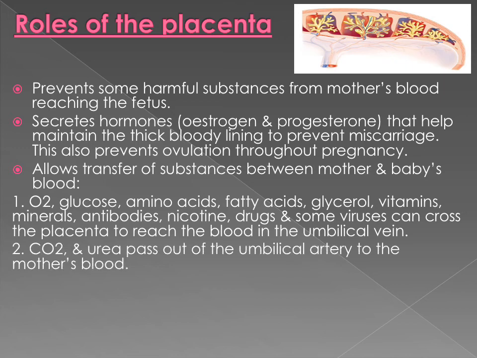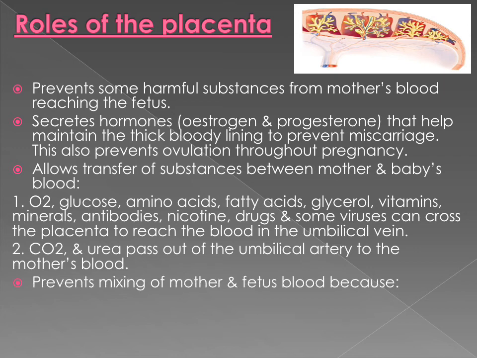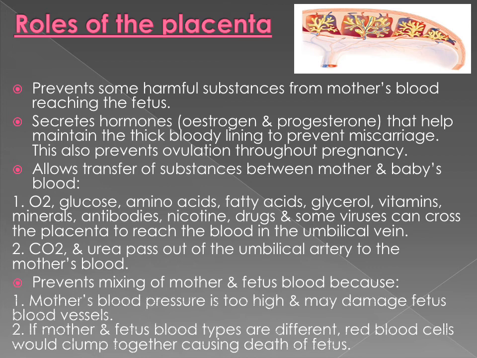Carbon dioxide and urea can pass out of the umbilical artery to the mother's blood. All of this happens by diffusion. The placenta prevents the mixing of the mother and fetus blood, as we said, because the mother's blood pressure is too high, it will damage the fetus blood vessels.